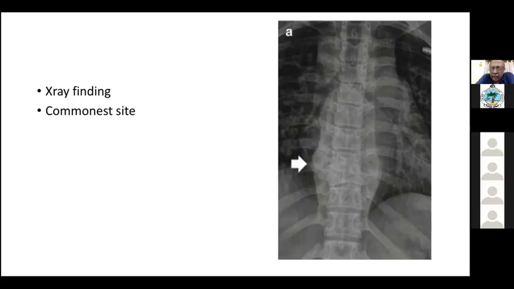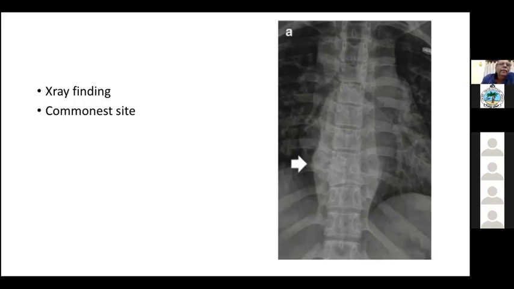Which is the commonest site of tuberculosis of the spine? Commonest site. One of you answer. Akhil. Paradiscal. Commonest site, whether it is thoracolumbar junction. Thoracolumbar. That it is in the thoracolumbar junction. Statistically, it is the lower thoracic spine that is more commonly affected, in around 40% of cases.